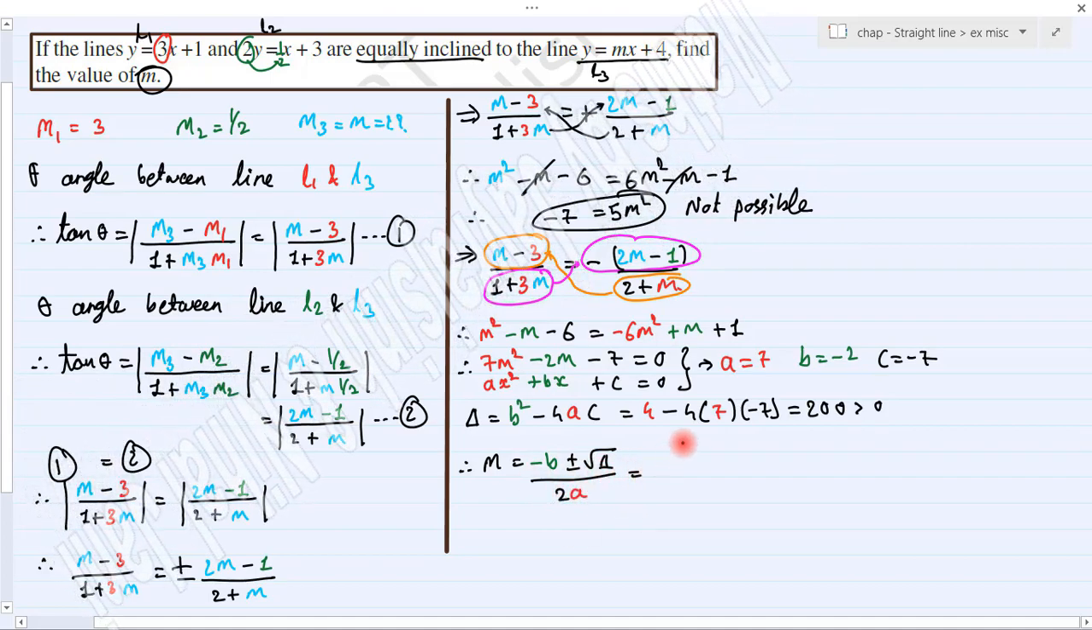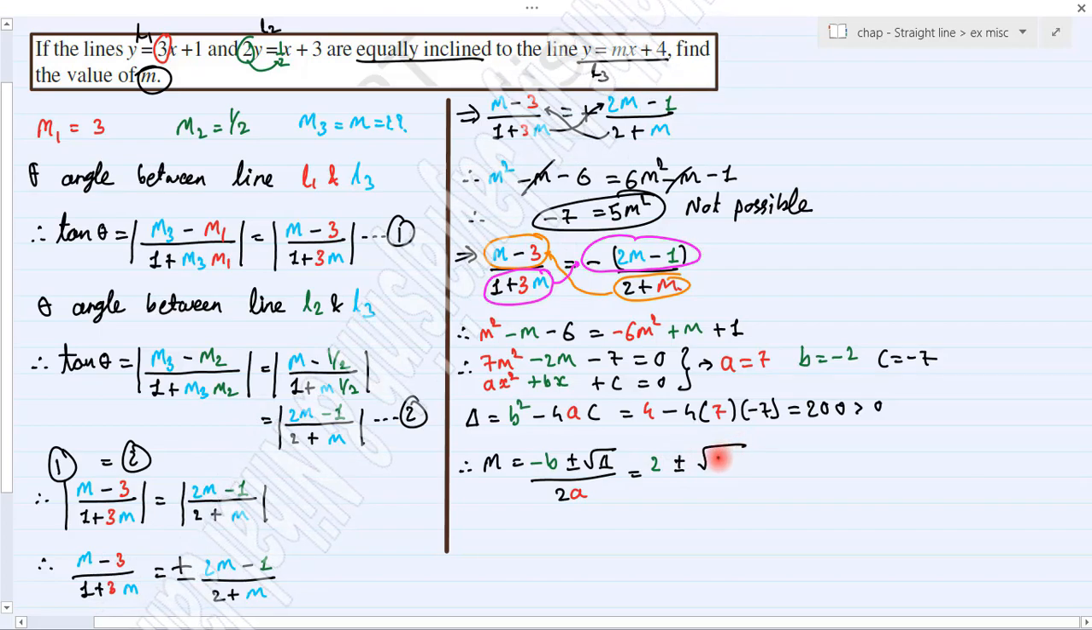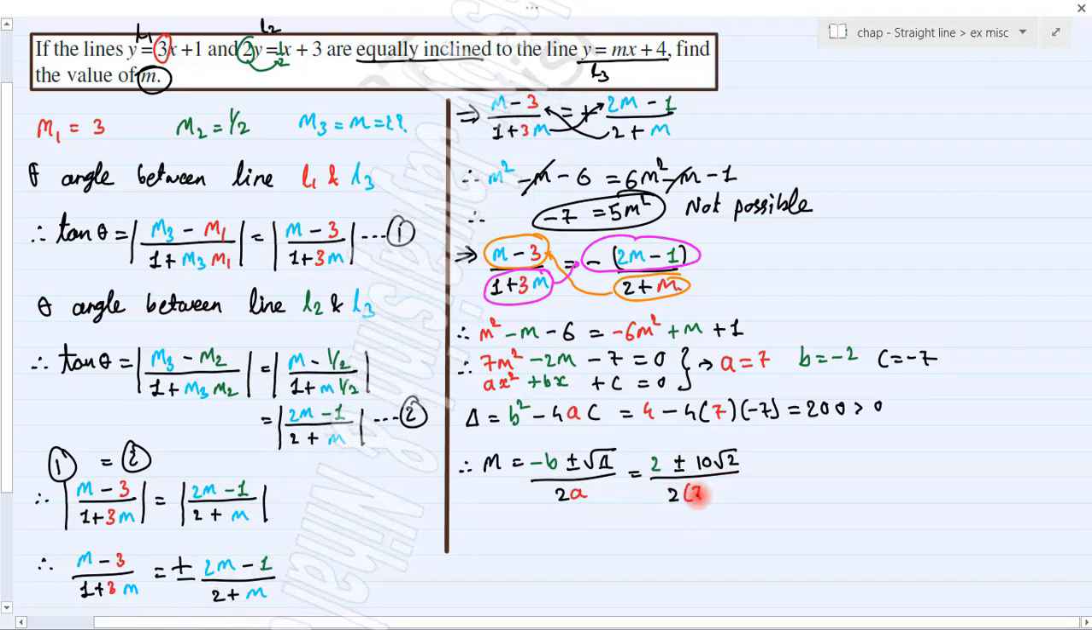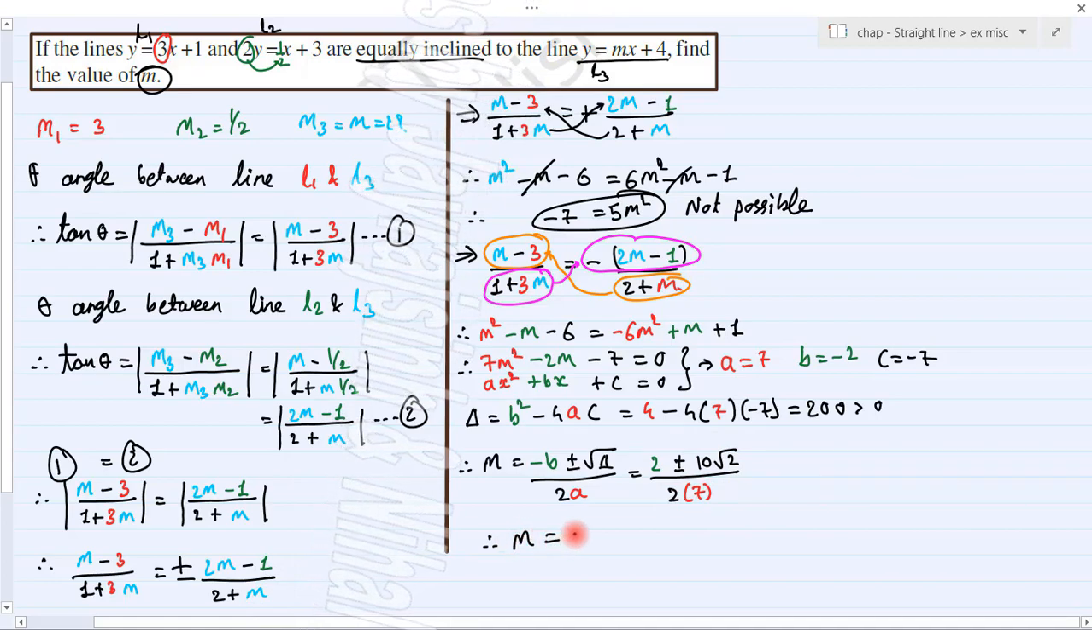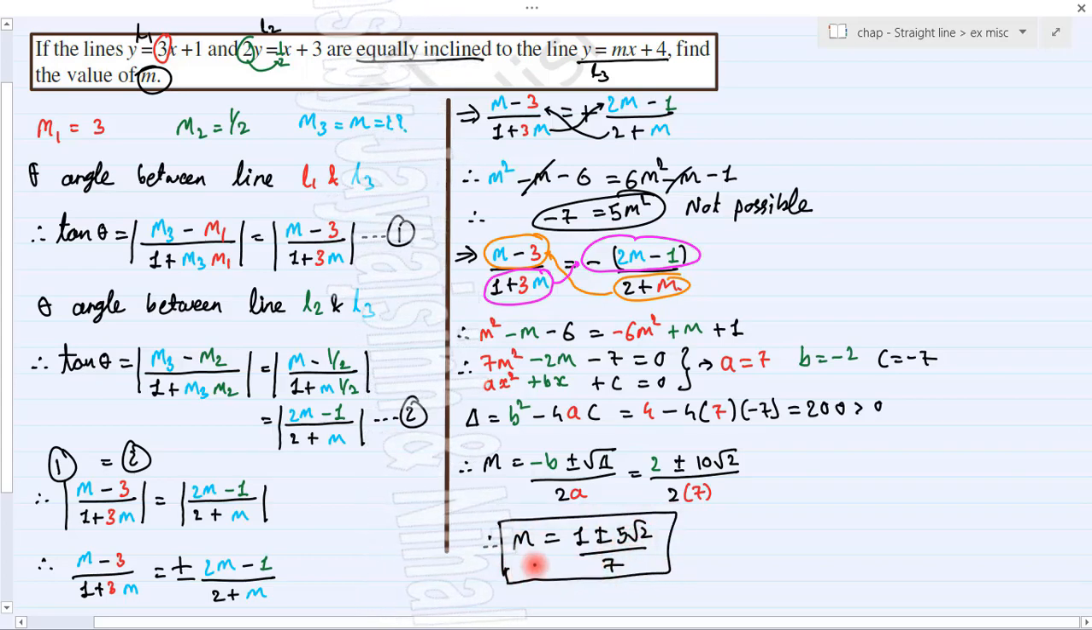Now let's substitute the value of b, which is minus 2. So we will get 2 plus or minus under root of 200, or we can say 10 root 2, upon 2 times your a, which is 7. So finally we will get m is equal to 1 plus or minus 5 root 2 upon 7 as the final answer. Ta-da!